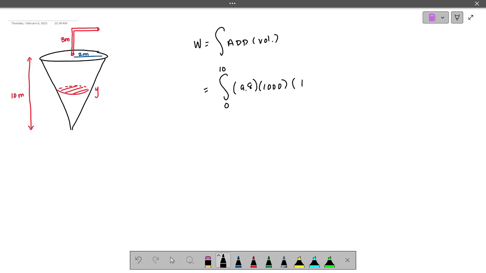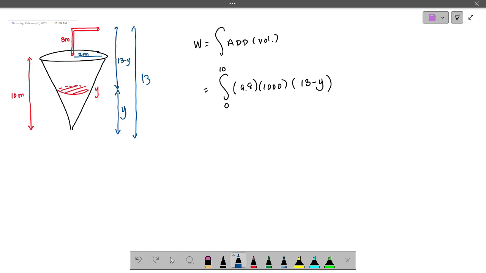So this is where that pipe part comes into play. If we're just pumping it right over the lip, it would be 10 minus y. But that cross-section right there has to travel this far. This whole thing is 13. This piece right here is y. So this piece is 13 minus y.